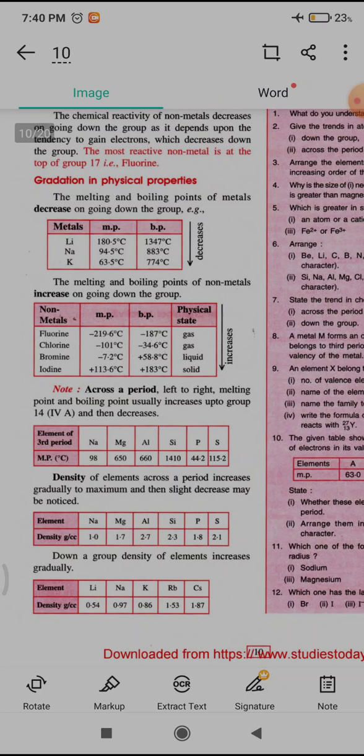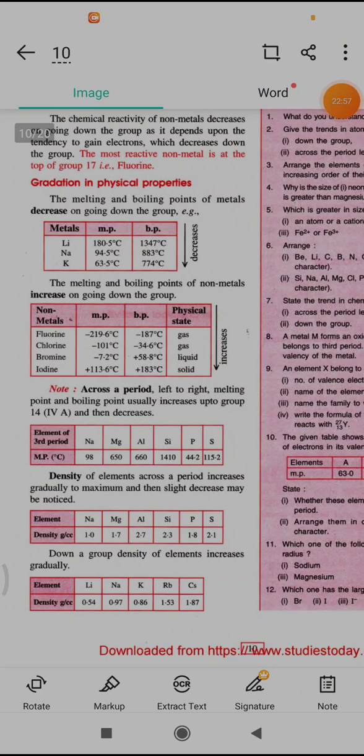What about the non-metals? Theirs increase. See, fluorine, chlorine, bromine, iodine are given, and it is increasing. Why is it increasing? Because down a group the metallic character is increasing, which means the non-metallic character is decreasing down a group. That's why the melting and boiling points of non-metals increase down the group.